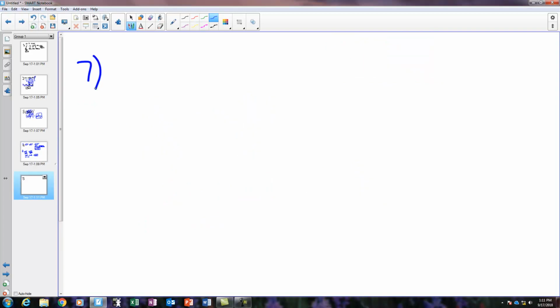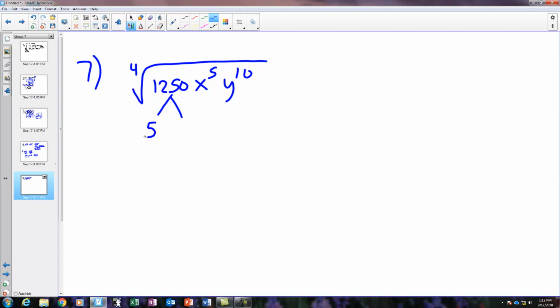Question number 7 is a big one, it looks like. It's a 4th root, which means it takes 4 identical pieces to get out. 1250 x to the 5th, y to the 10th. And so we're going to start breaking down that 1250. Because it's a 4th root, instead of trying to memorize all the 4th roots, I'm just going to break it until I find 4 matching things. I know that a 5 will go into 1250. And if I break that down, I think I get 250.